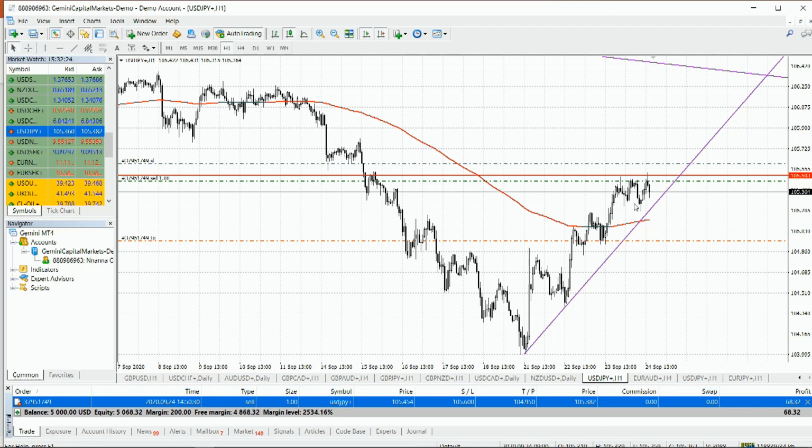So this is how you combine multiple time frames. You use the higher time frame to figure out the overall market direction, then combine that with the lower time frame to enhance your trading.